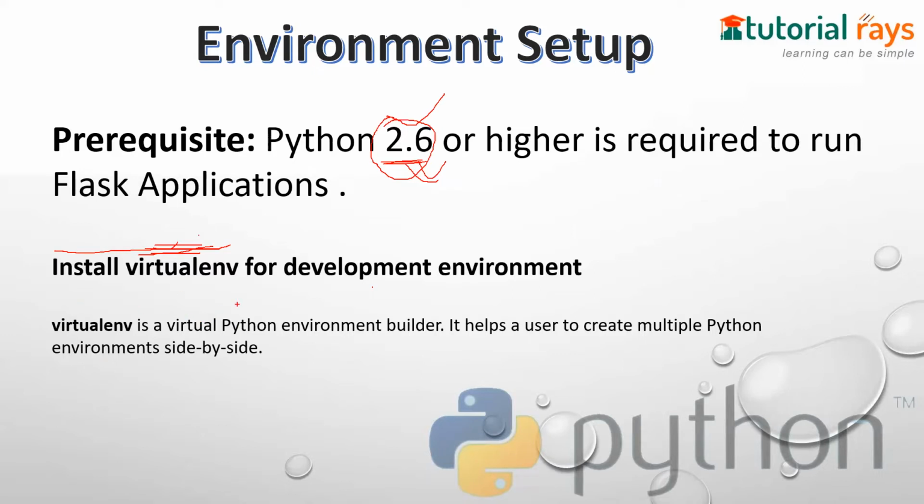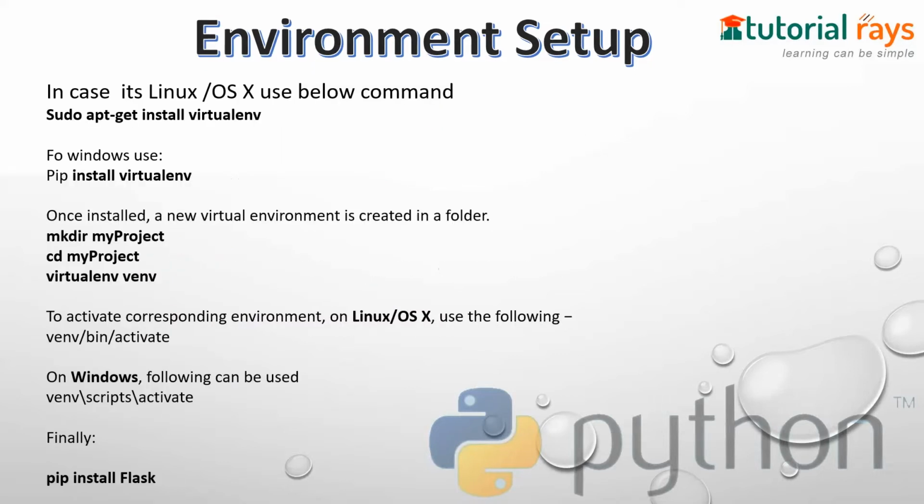So what is this? Virtualenv is a virtual Python environment builder. It's virtual, not physical. It helps a user to create multiple Python environments side by side, as I mentioned before. In case it's Linux or OS X, use the command sudo apt-get install virtualenv. If you have Linux or OS X, then you use this command, as you know sudo is used for that. For Windows, we will be using pip install virtualenv.